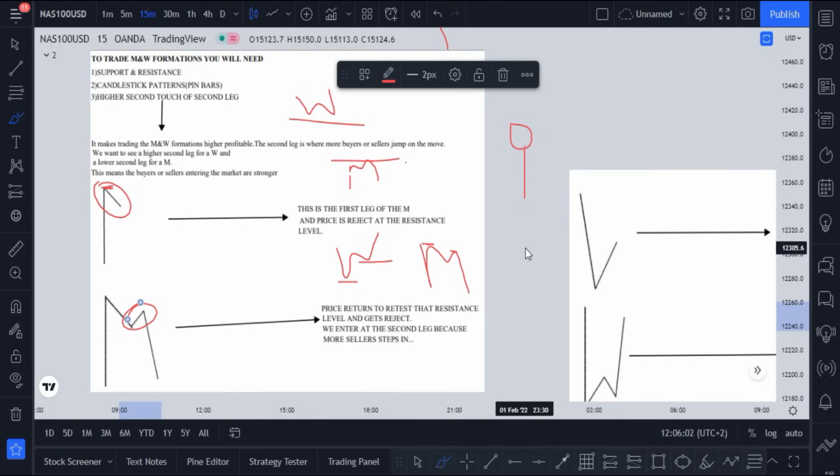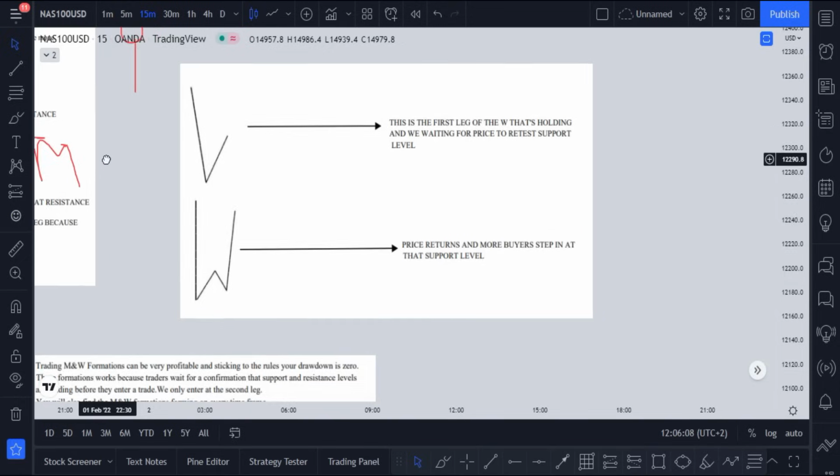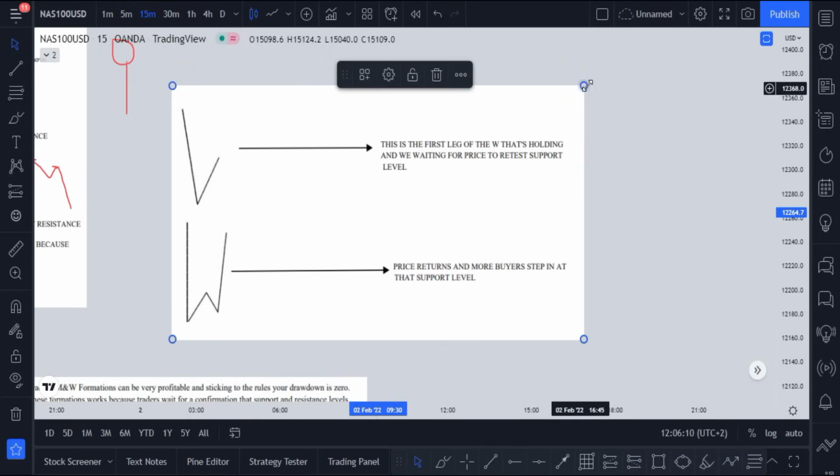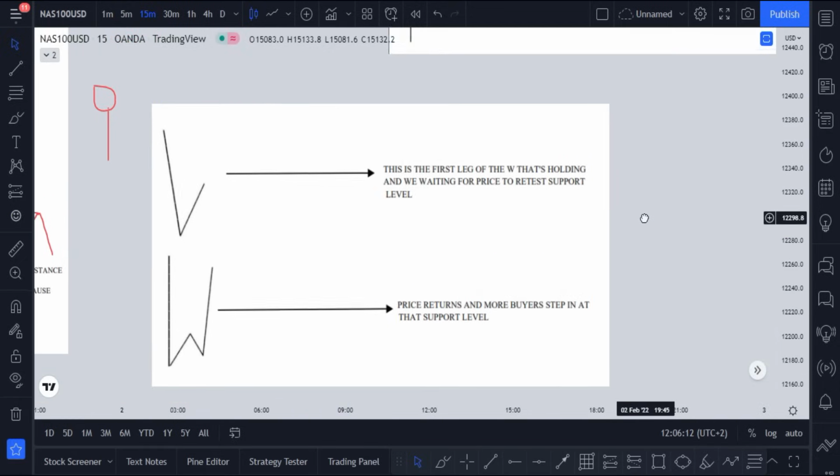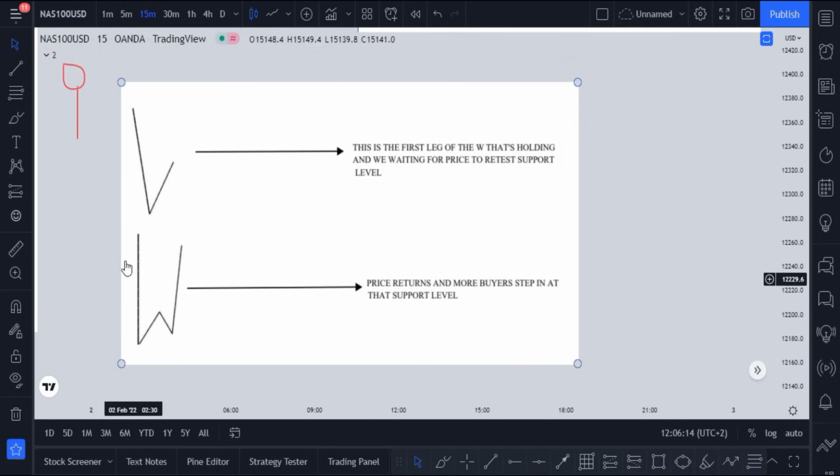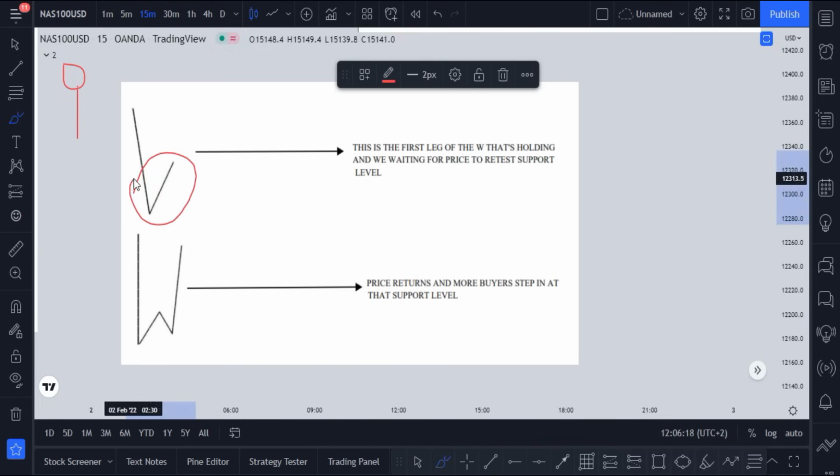Okay, now to move on to an example of the W formation, if you can just pull it over here for you guys before we jump into the last bit of our video. As you can see right here, it is basically the same thing as well. We have our first leg forming when it reaches support, and then it gets rejected by support, and then we're basically waiting for the second leg to come and push over there, right?